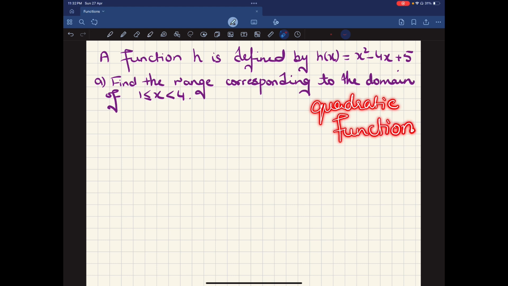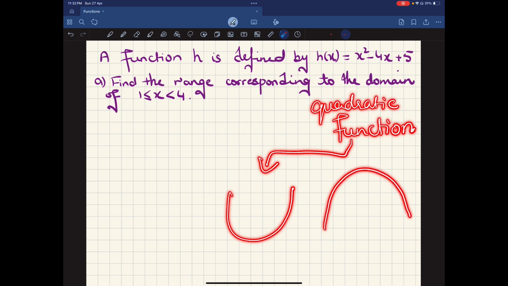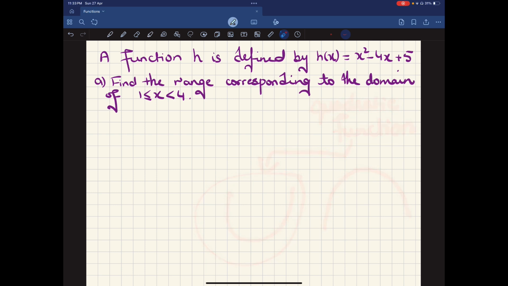And I'm assuming that you've seen the video on sketching of different functions. So a quadratic function can have a U-shaped parabola or an inverted U-shaped parabola. It depends on the coefficient of x squared. Since the coefficient of x squared in this particular case is positive, this is the shape that we can expect, a U-shaped parabola.